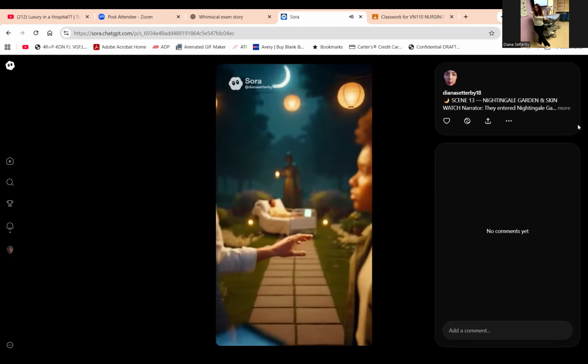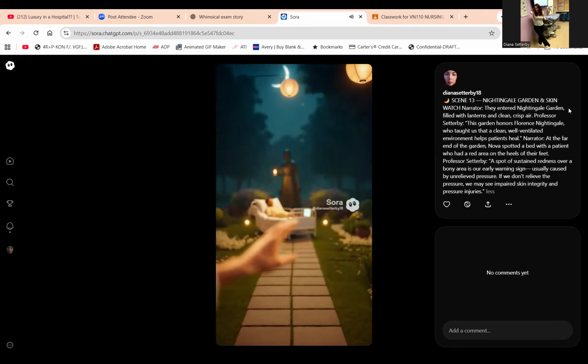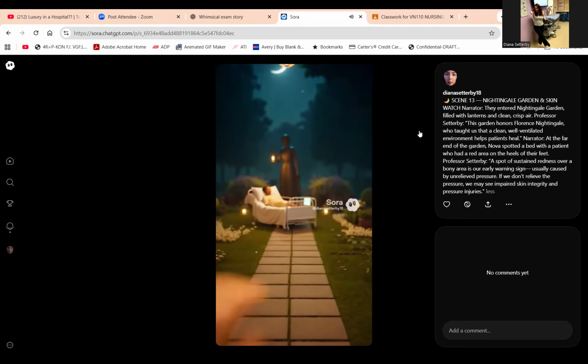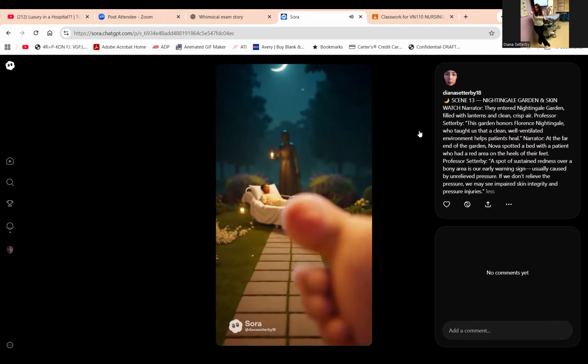They entered Nightingale Garden, filled with lanterns and clean, crisp air. This garden honors Florence Nightingale, who taught us that a clean, well-ventilated environment helps patients heal.